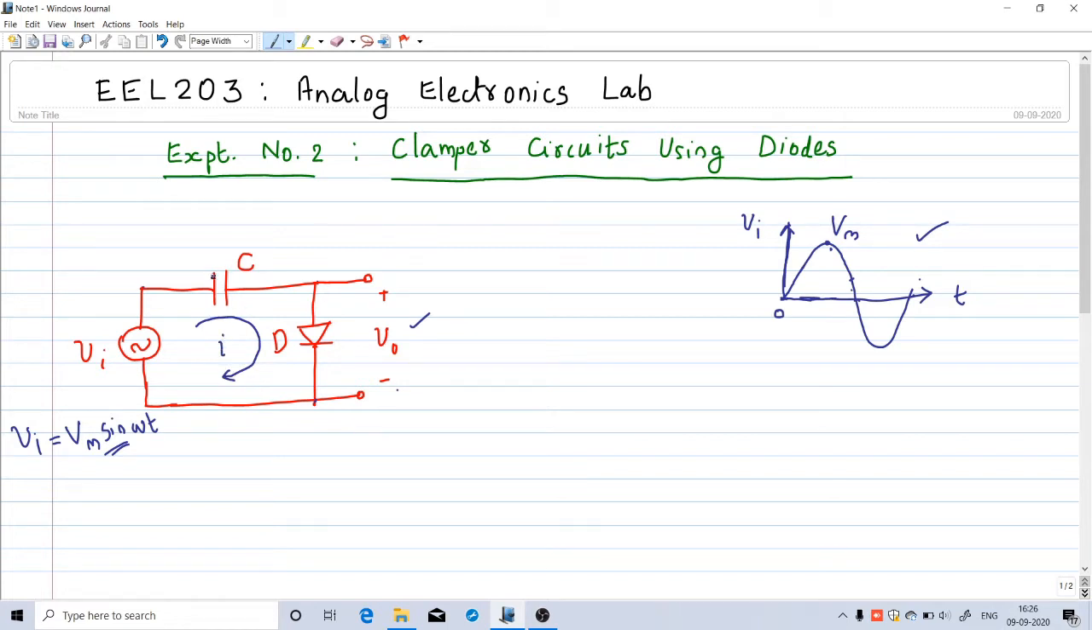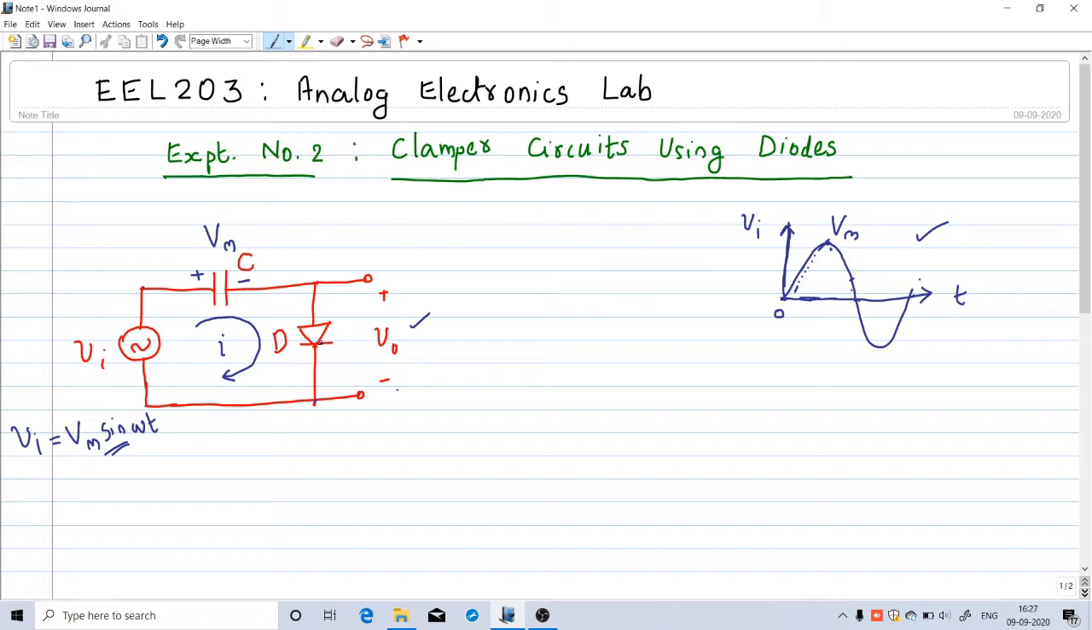So this capacitor will be charging with the left side plate positive and the right hand side plate negative. So this will be the polarity when the capacitor is charging. You can see that when the input voltage is increasing from 0 towards Vm, this capacitor is charging from 0 to Vm. It will reach Vm, that is the maximum voltage possible. Then after that, the voltage is decreasing from Vm.